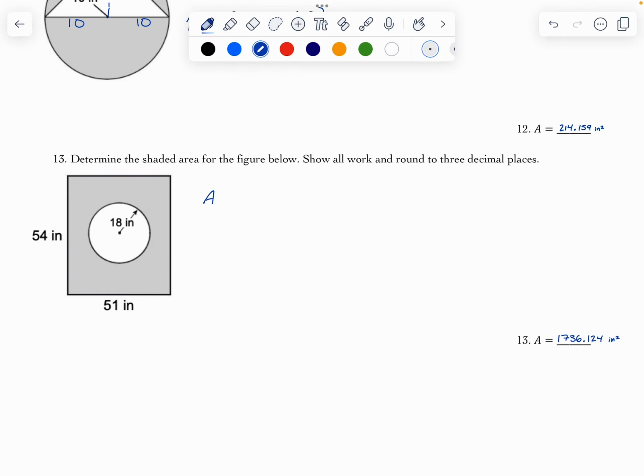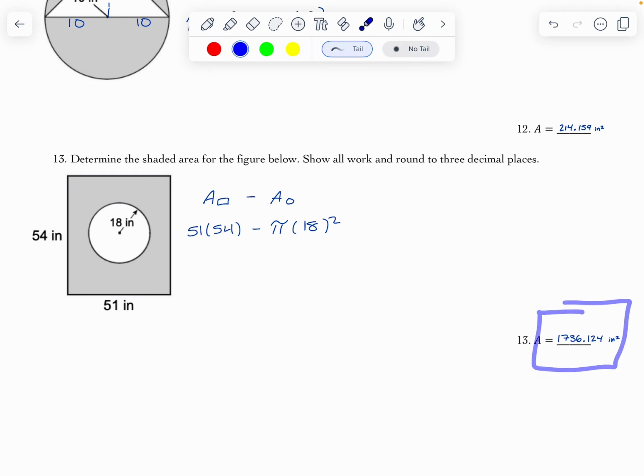And then lastly, we have the area of our rectangle, and we're subtracting the area of our circle. Our rectangle is a 51 by 54 rectangle. We're subtracting pi times 18 squared, pi times radius squared. That should get me 1,736.124 inches squared.